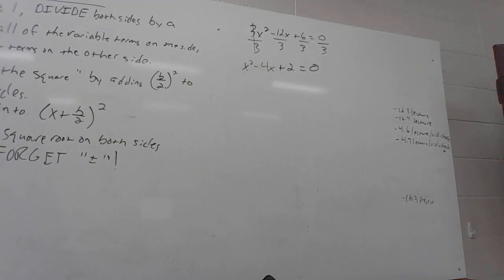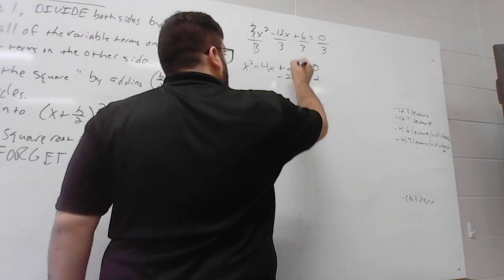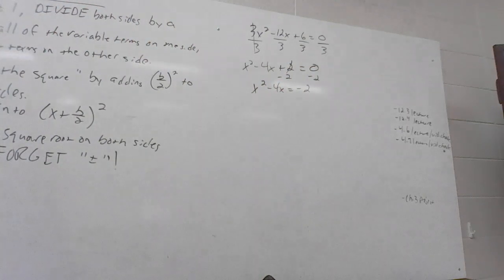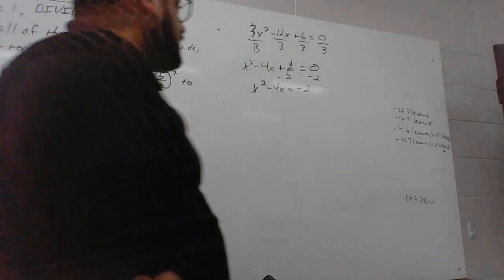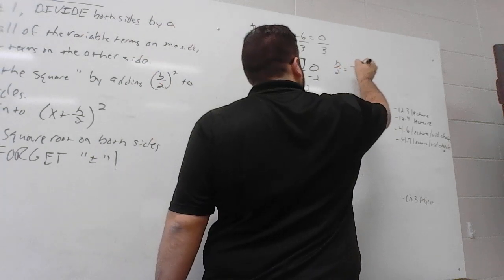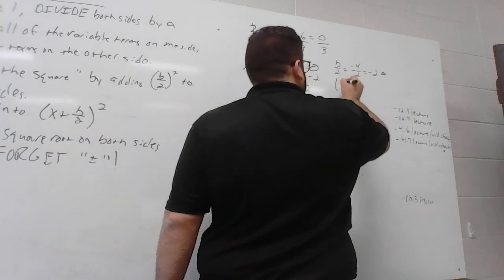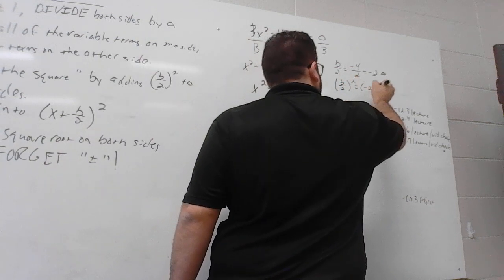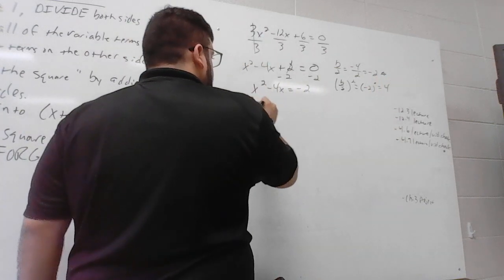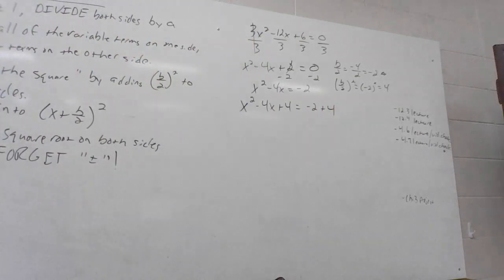Step 2, all the variable terms are on one side, but I need this to go to the other side so I can complete the square. X squared minus 4x equals negative 2. So now, as it turns out, my b is similar to the previous problem, except instead of plus, I have minus. So my b over 2 is negative 4 over 2, which is negative 2. I'm going to take that and square it. Equals negative 2 squared, which is 4. So I'm going to add 4 to both sides. X squared minus 4x plus 4 equals negative 2 plus 4.